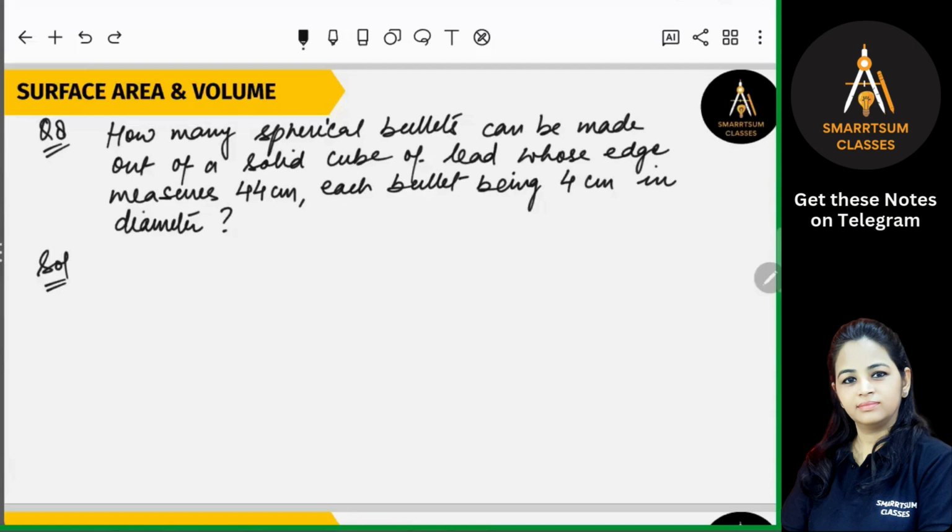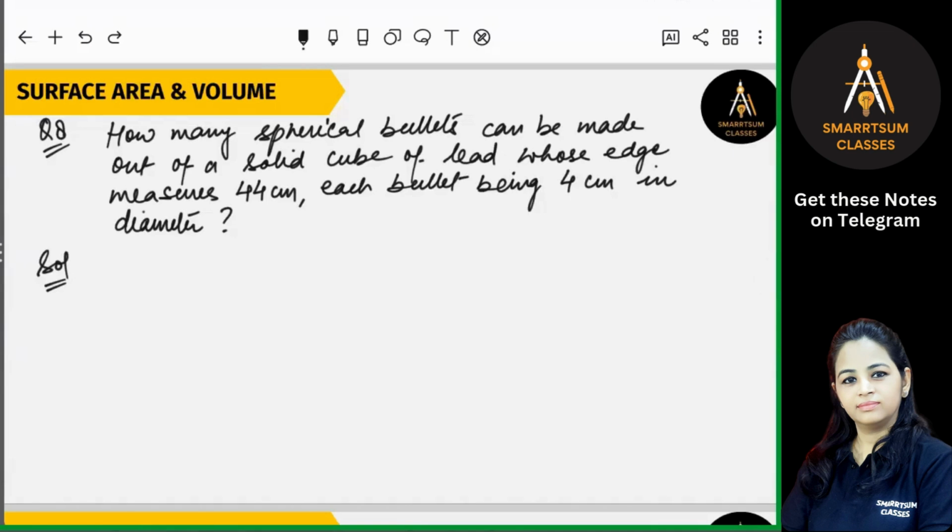Now look at question number 8. How many spherical bullets can be made out of a solid cube of lead whose edge measures 44 centimeter, each bullet being 4 centimeter in diameter? So there is a solid cube made up of a metal, that is lead, and the edge of this cube is 44 centimeters.